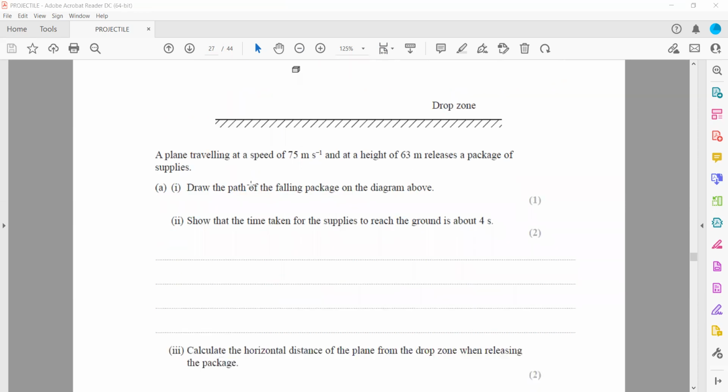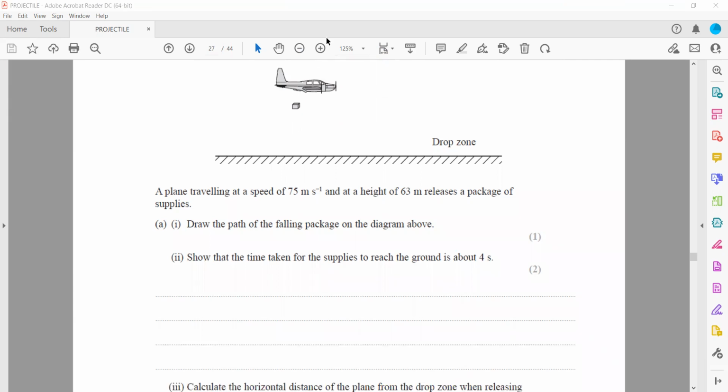So we have the height from which the package is released, and the plane is traveling at a speed of 75. If the plane is traveling, the package initially also has 75 meters per second. And this vertical height is 63. Whenever an object is dropped from a certain height, the vertical component of velocity is 0. It starts to increase, but initially it is 0. So we can use the equation of motion: s equals ut plus half at squared.